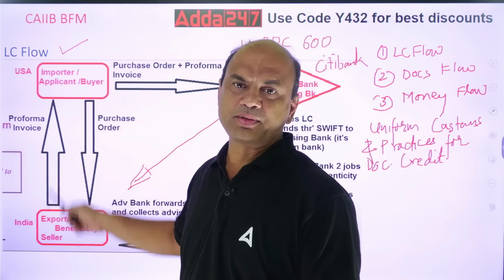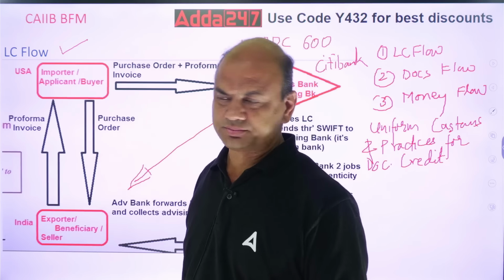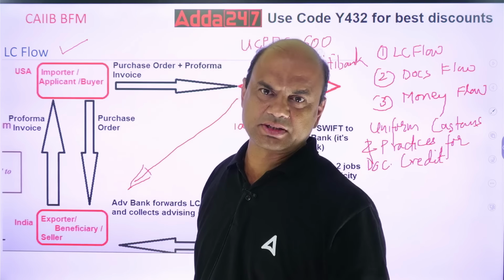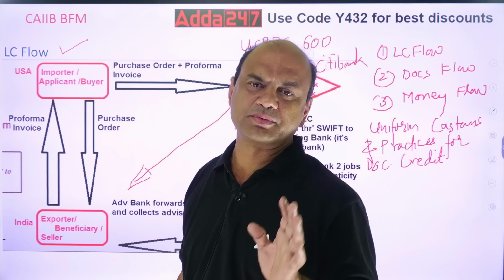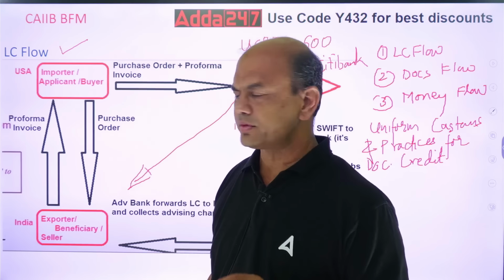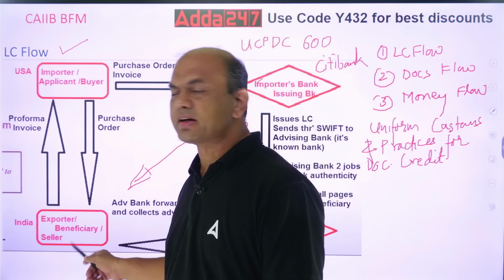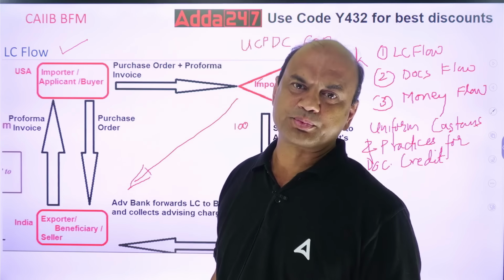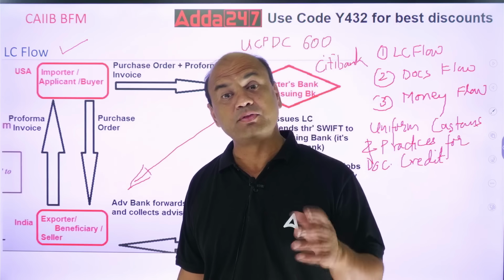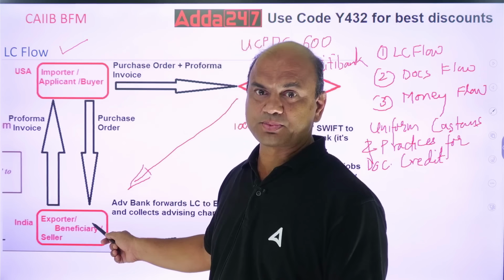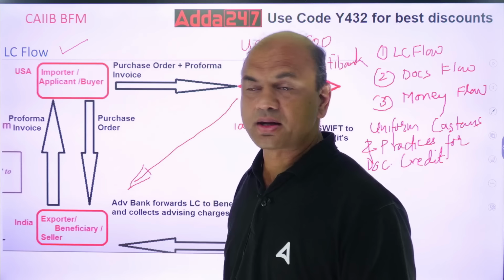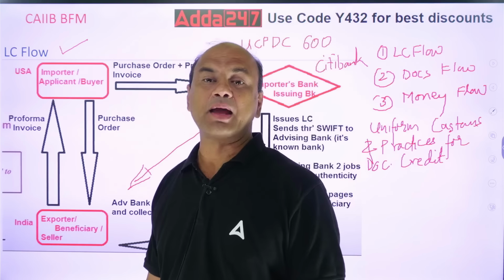See, this buyer will give the purchase order to the exporter. Let's say, I want these 10 items. Then what will happen? This seller or the exporter. See, there are three names: exporter, seller and beneficiary. 3 names for this person. Importer's names are importer, buyer and applicant.